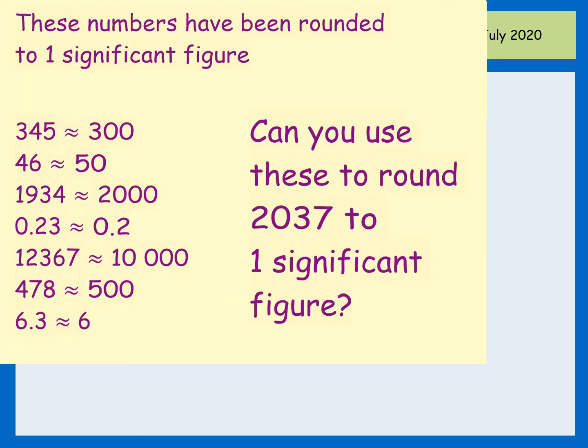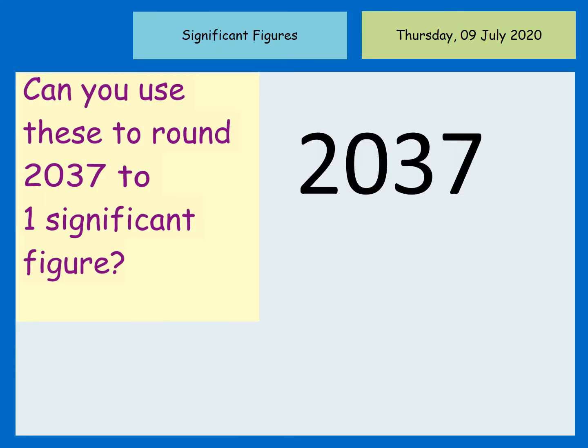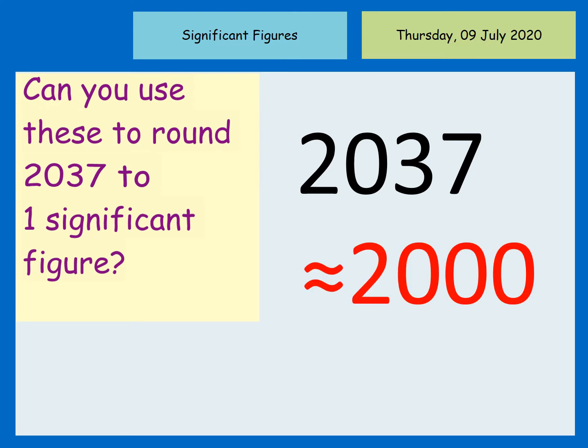Okay, let's try the same again, this time with another number. So we're going to look at 2037. And again, we're going to try to round this to one significant figure. The first thing we need to do is identify the first significant figure. In this case, that's the 2. Again, we look at the number next to the 2. So the 0. Now, a 0 is less than 5, which means we're going to round down. So that number rounds down, the 2 stays the same, and our answer would be 2000.